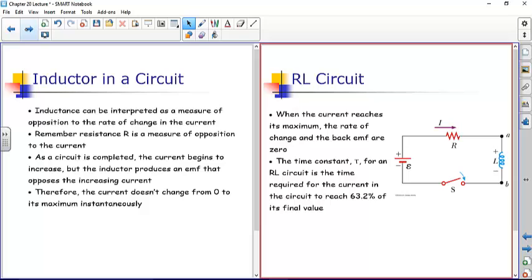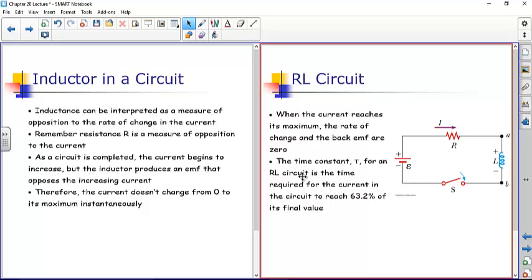So when the current reaches its maximum value, it's constant and there's no rate of change, and therefore there's no back EMF. So this thing only gets involved at the beginning when you go from zero current to the maximum current. Once you get to the maximum current, it's just kind of there. So when the current reaches its maximum, the rate of change and the back EMF are zero.